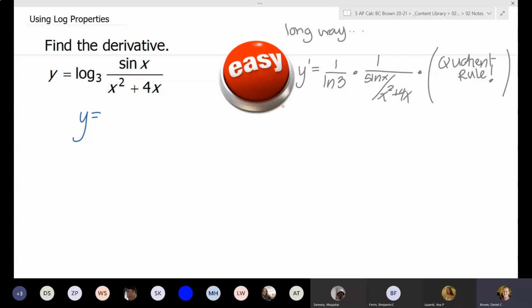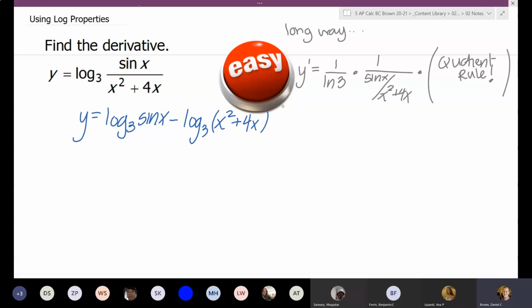I haven't found the derivative yet, but we know some properties of logarithms you could use, like the exponents can come down as coefficients. If you're multiplying, you can split it up with an addition. Or in this example, if you're dividing inside, you can split it up using subtraction. And so now we will not have to use the quotient rule because now we have nothing being divided.